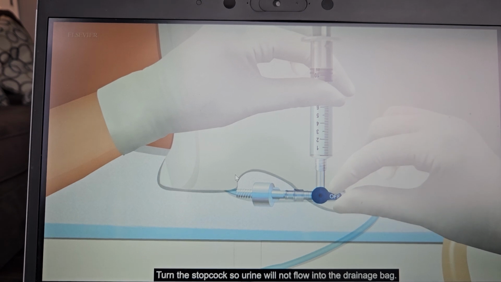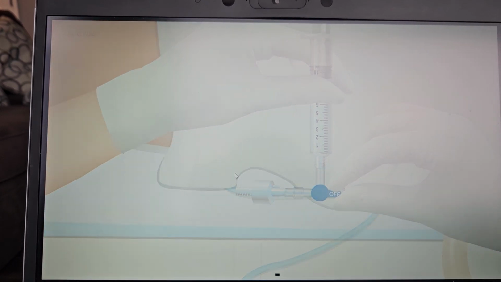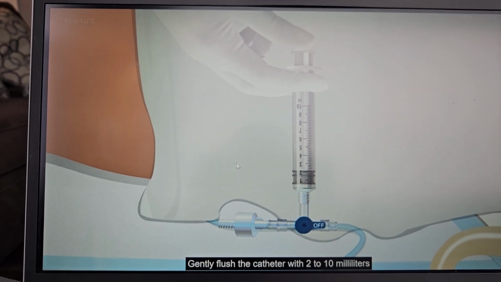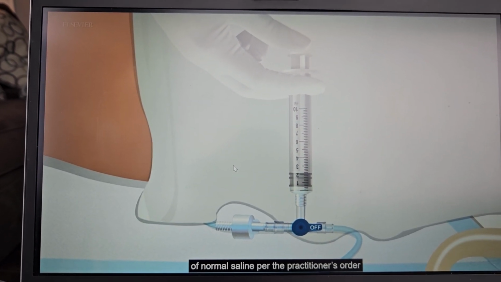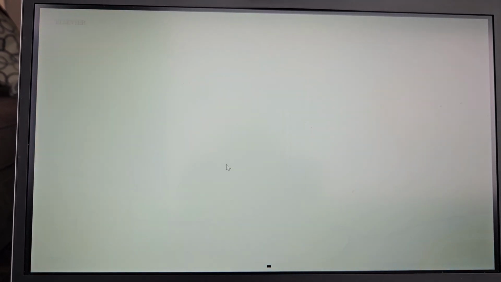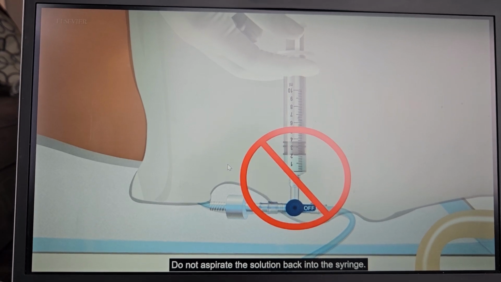Turn the stopcock so urine will not flow into the drainage bag. Gently flush the catheter with 2 to 10 milliliters of normal saline per the practitioner's order or the organization's practice. Do not aspirate the solution back into the syringe.